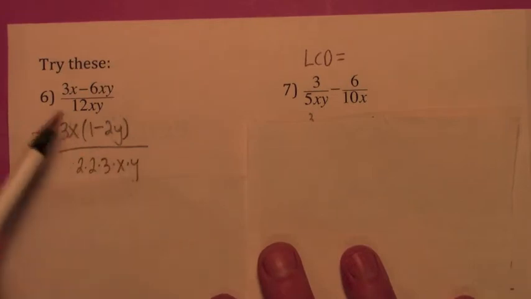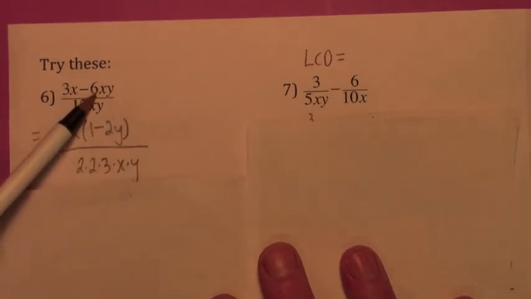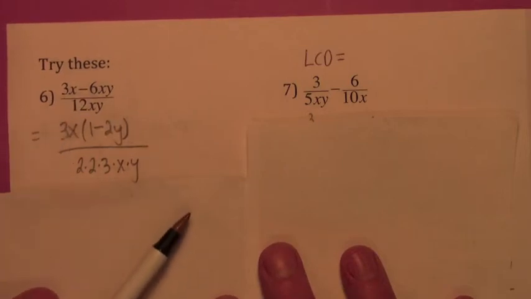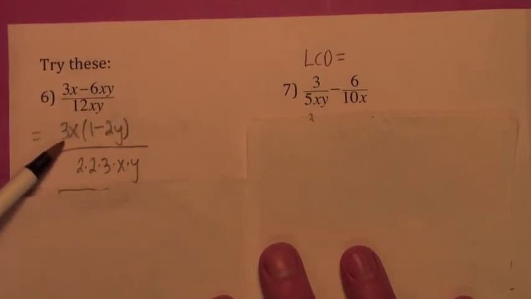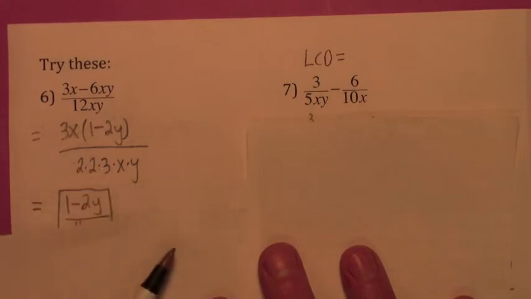When you factor the top, you're going to take a 3x out. Use the distributive law, remember? Distributive law, because there's two terms. Here you use primes, so you can cancel a 3 and an x. They form a 1. You have 1 minus 2y on the top and 4y on the bottom.